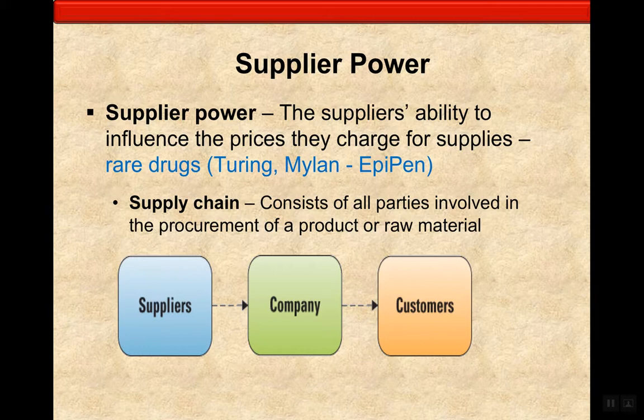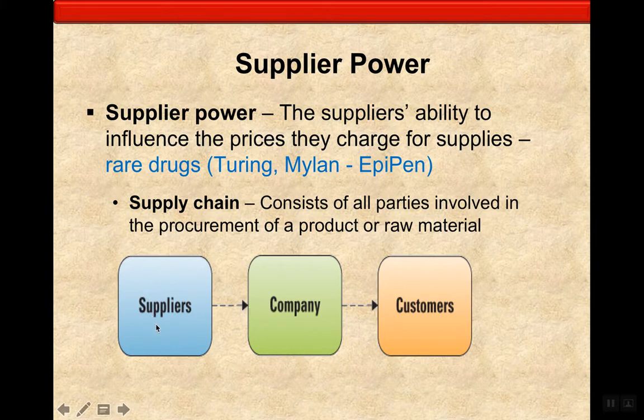So supplier power is the ability of a supplier to change the prices they charge for supplies. We've seen some interesting situations, especially in the drug industry, where organizations are going back and buying things up and putting price pressure on.